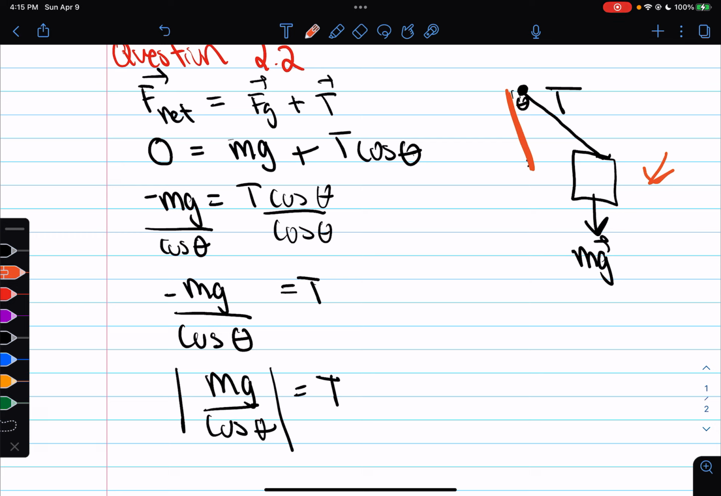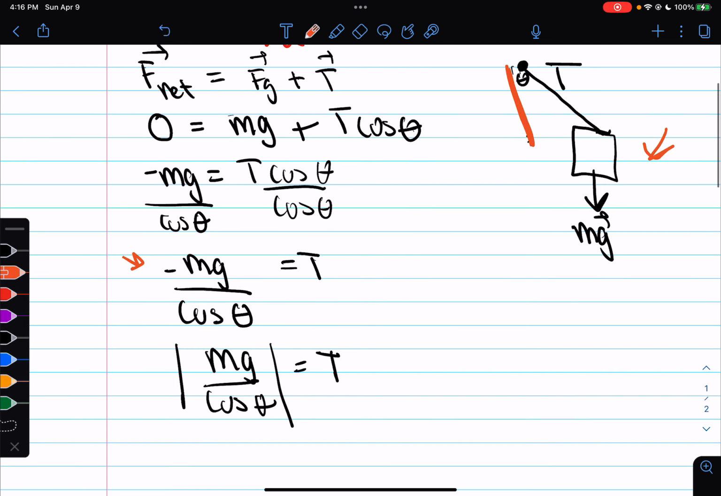Now, what we do is we move mg over to the left side of the equation. So you have negative mg equals T cosine theta. Then once you have that, we divide both sides by cosine theta to isolate the tension. We have T equal to negative mg over cosine theta, right?